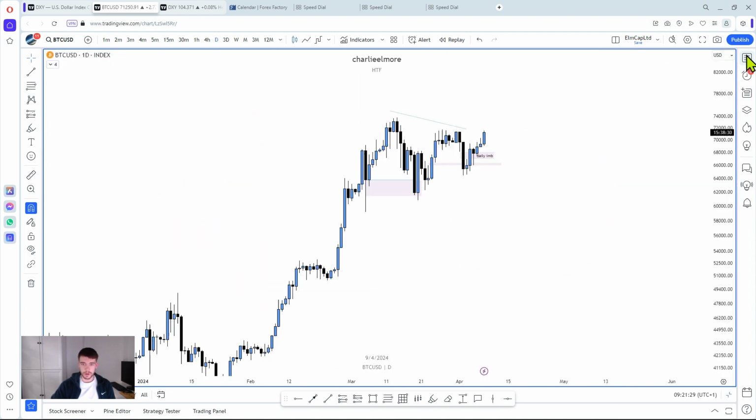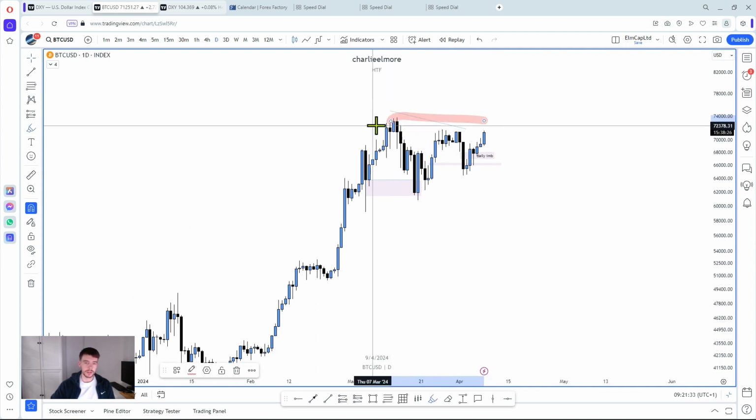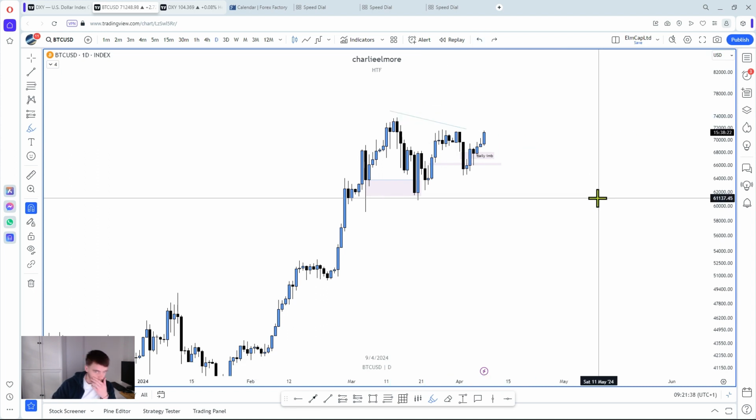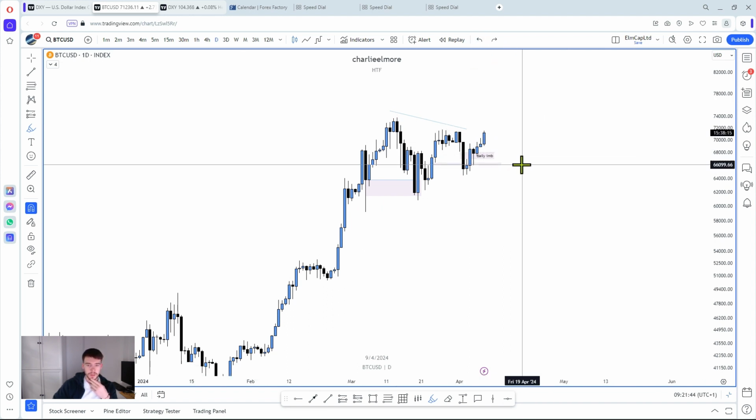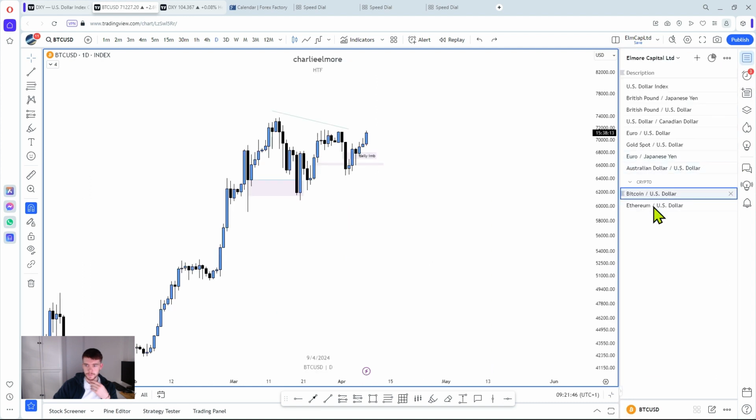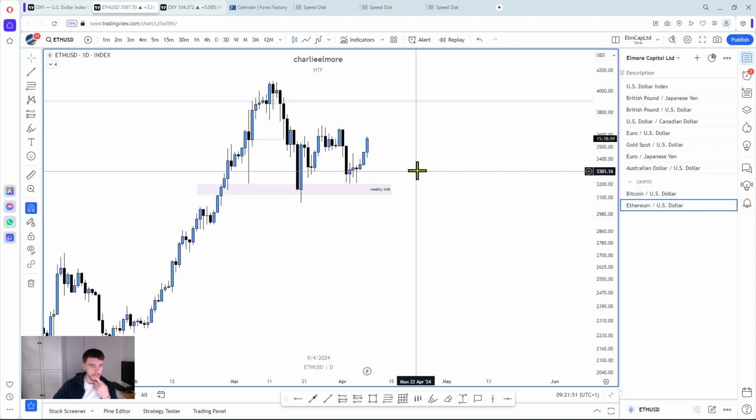Can have a look at Bitcoin. Obviously, it is looking like it's going to take these highs, to be honest with you. So potentially another higher high is on the table by the look of things. For anyone that trades Bitcoin or holds Bitcoin. And Ethereum, I'm not really going to go over that.